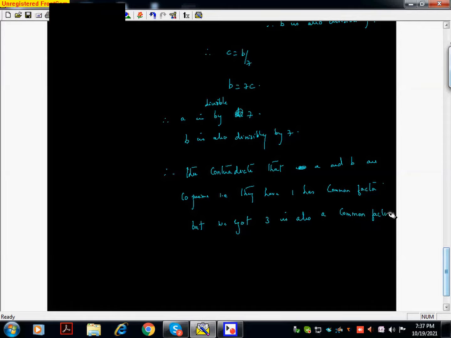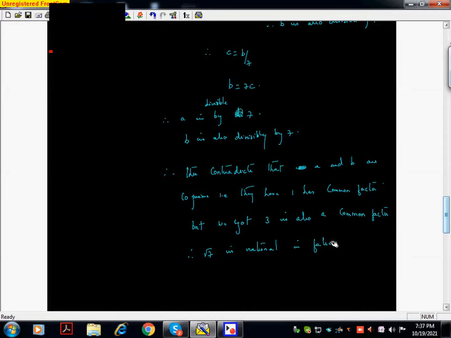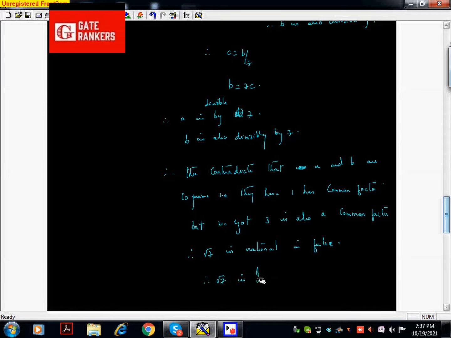Therefore, the assumption that root 7 is rational is false. Therefore root 7 is irrational.